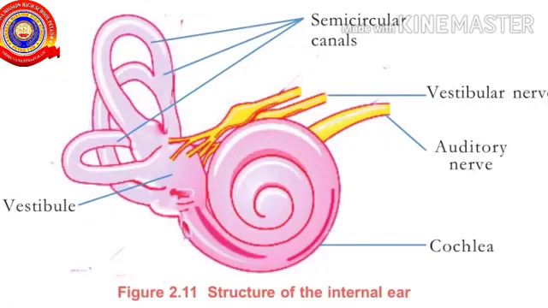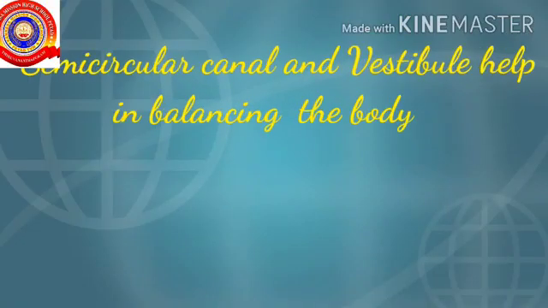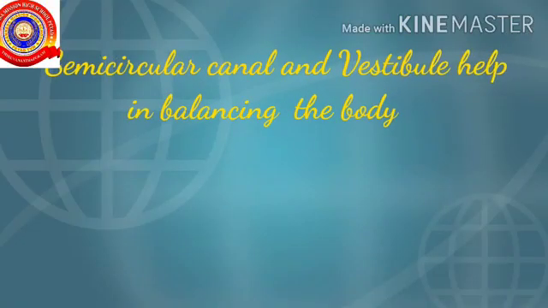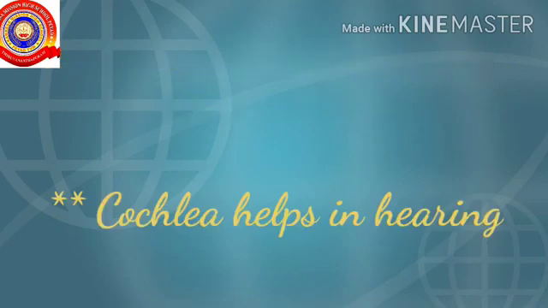Semicircular canal, vestibule and cochlea. Cochlea is the important part of the ear which helps in the hearing process, and it has a snail shape. And these three are the main parts of the internal ear. Here, the semicircular canal and vestibule helps in the balancing of the body, whereas cochlea helps in hearing.